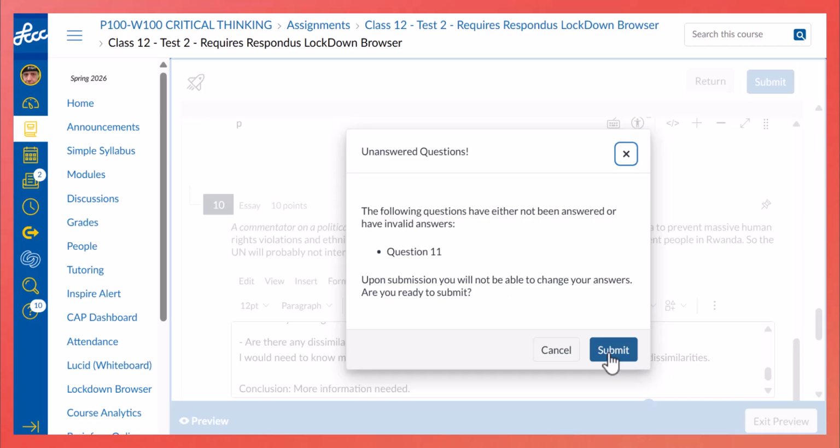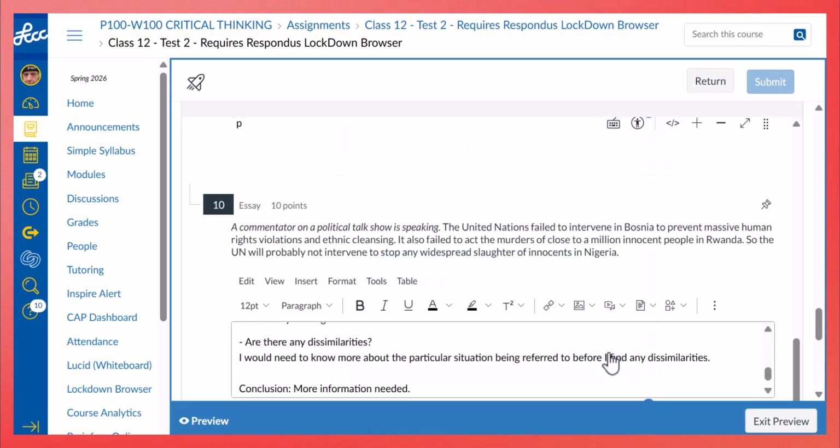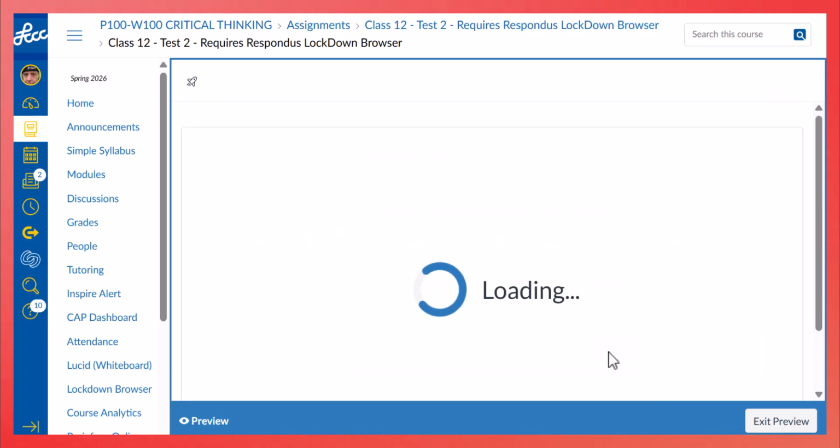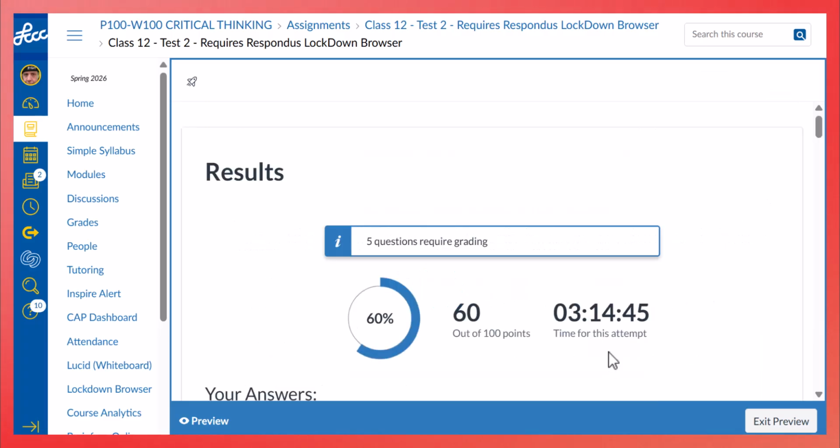Submit. Right. And so 5 questions require grading. That's the 4 short answer questions plus the 11th question, but everything else was correct. So that's how it was supposed to work. Great. So that was the practice test run through. If people have any questions, you can email me.